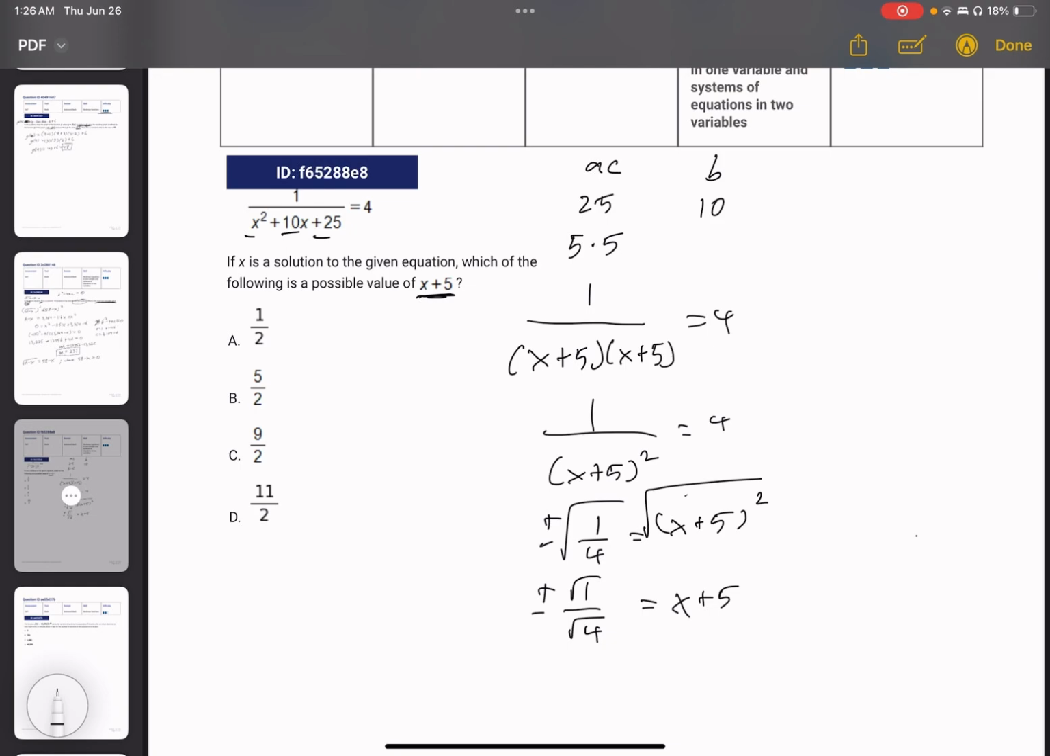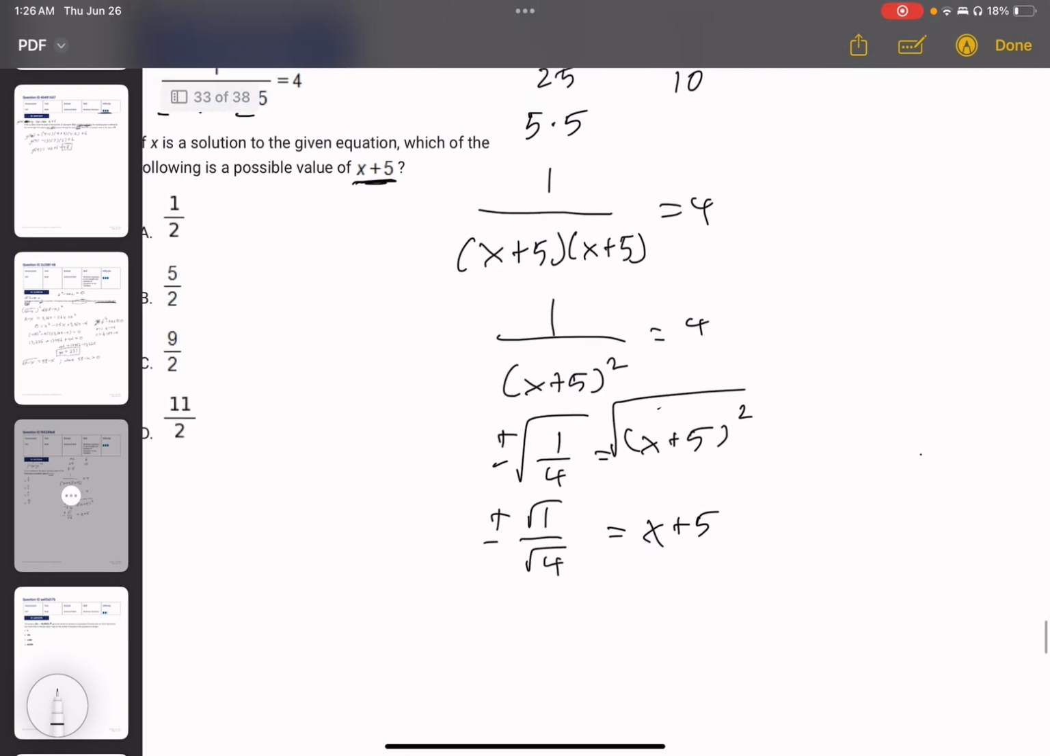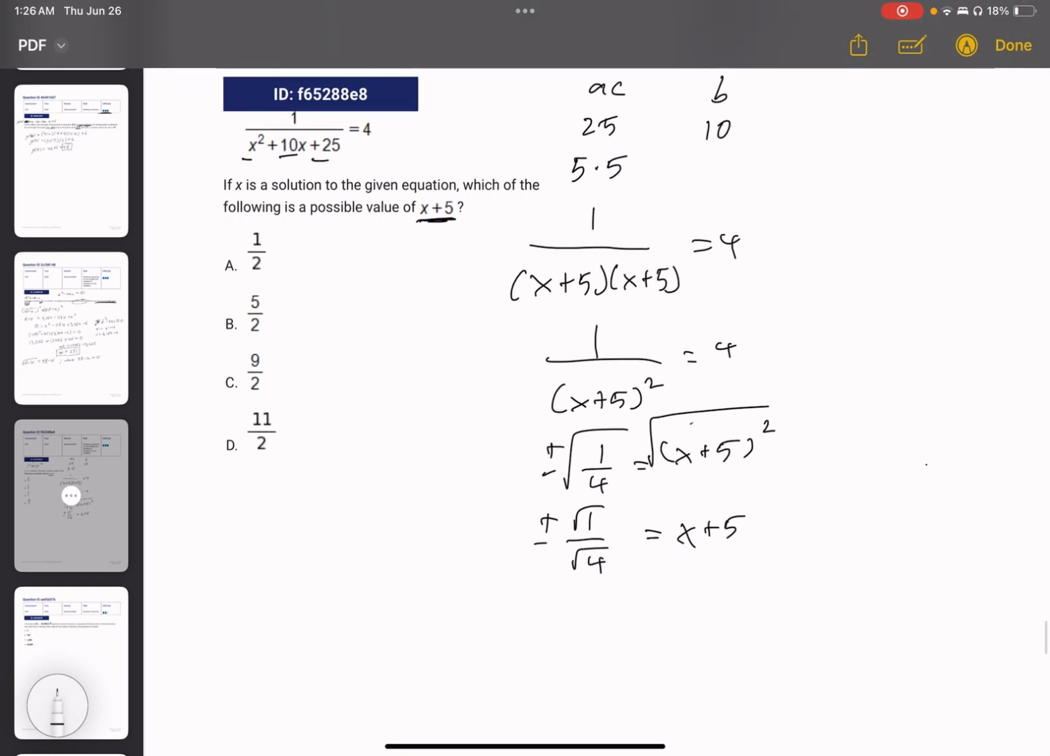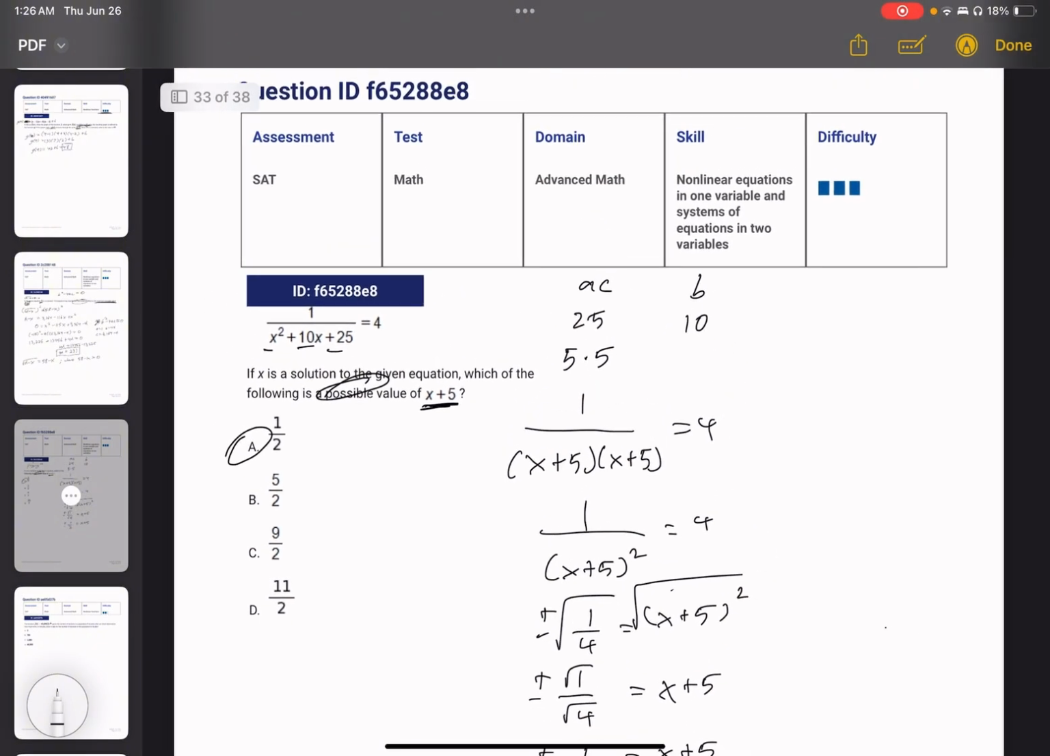If you watched the content review video 21 or 22, we discussed how this is applicable. And the square root of 1 is what? 1. And the square root of 4 is what? We get 2. So plus or minus 1/2 is equal to x plus 5. And it's asking for a possible value of x plus 5. So it's going to be 1/2, since it's positive or negative 1/2.